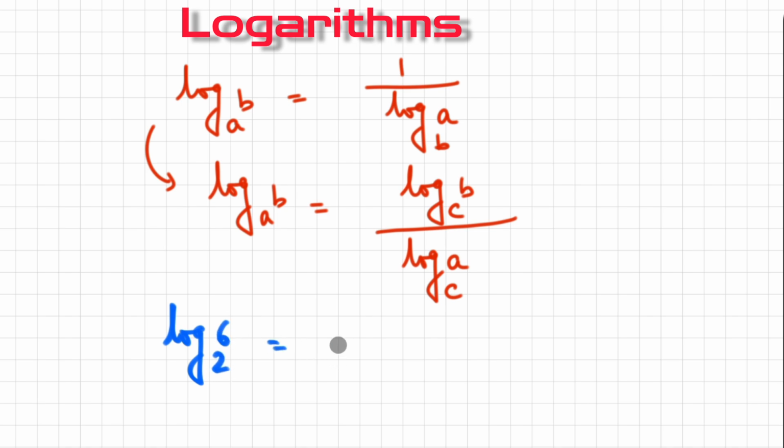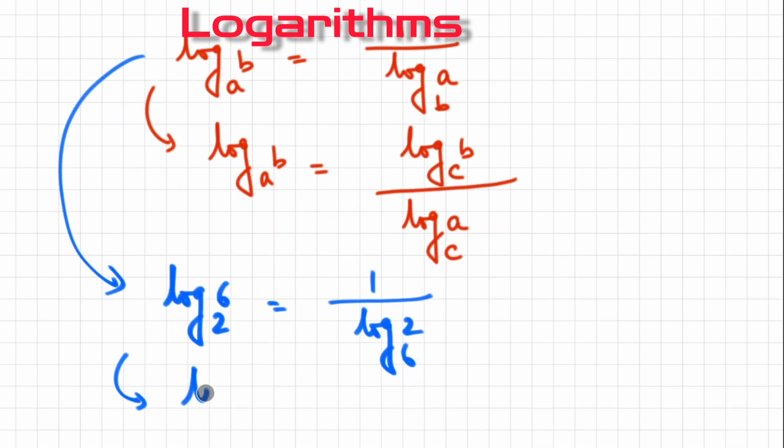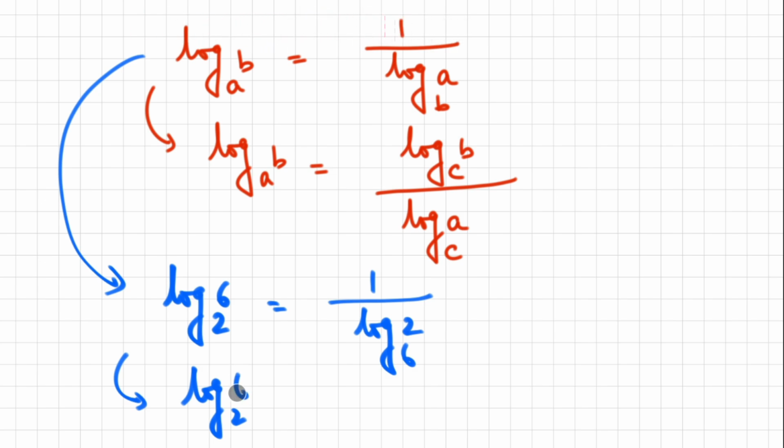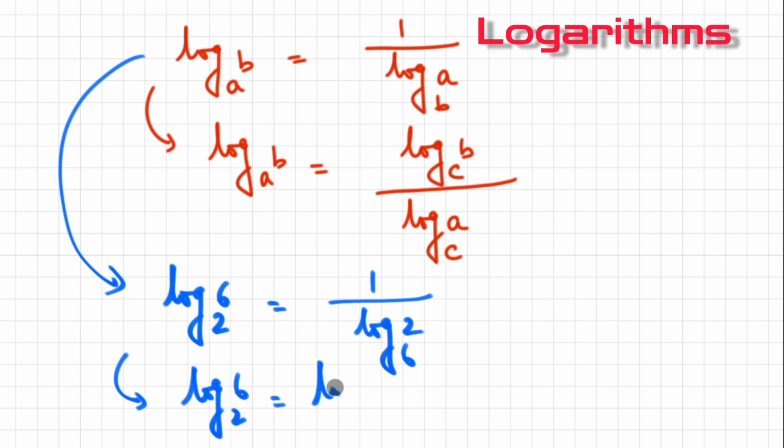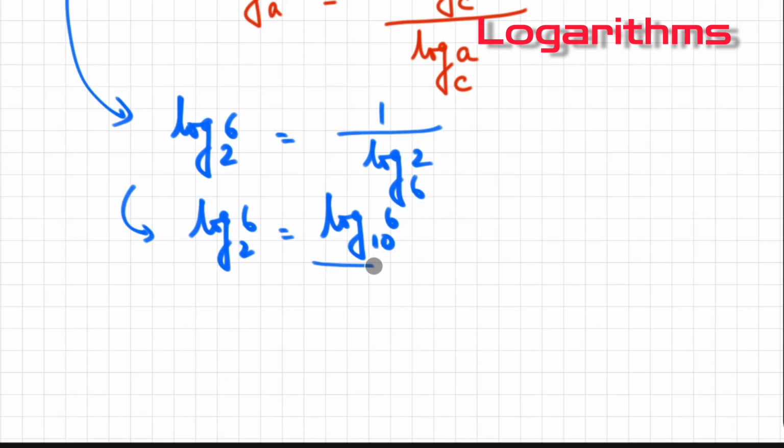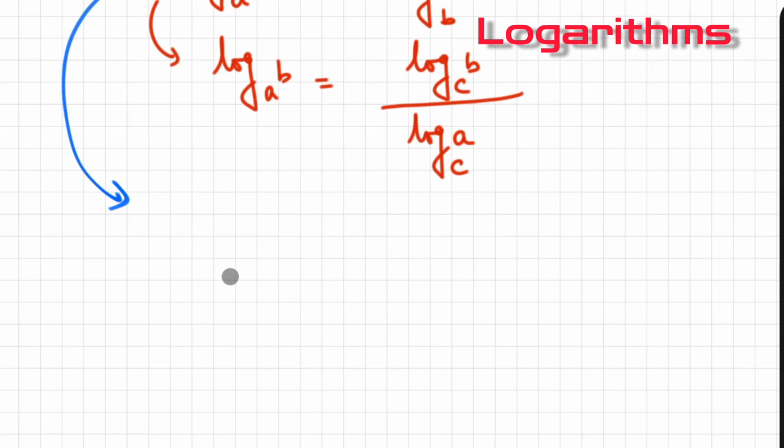Okay, now application. So here we have log base 2 of 6. So how can we write? If we have to change the base, we can write it as 1 over log base 6 of 2. Okay, now see the next question. Here we have log base 2 of 6 and how do we change the base? Always remember that if no base is written, we can take base 10, right? So log base 10 of 6 upon log base 10 of 2. This can be written in the form of that.